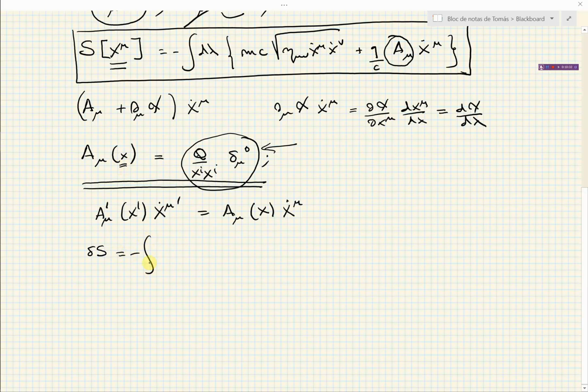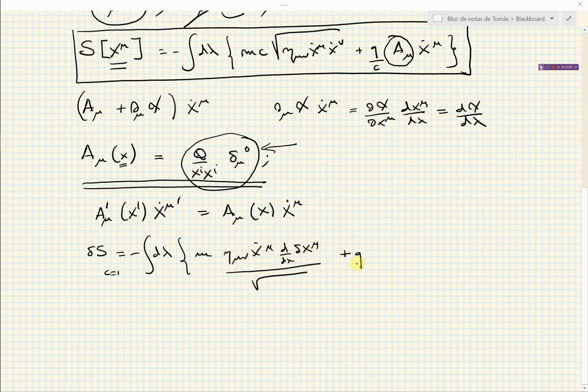Okay, so this will be minus, setting c equal to 1, integral d lambda m eta mu nu x dot mu. We have done this like 100 times. We have already commuted the derivative and the variation of x mu. We have also cancelled a factor of 2 in the numerator and denominator. And the new feature is the variation of this interaction term.